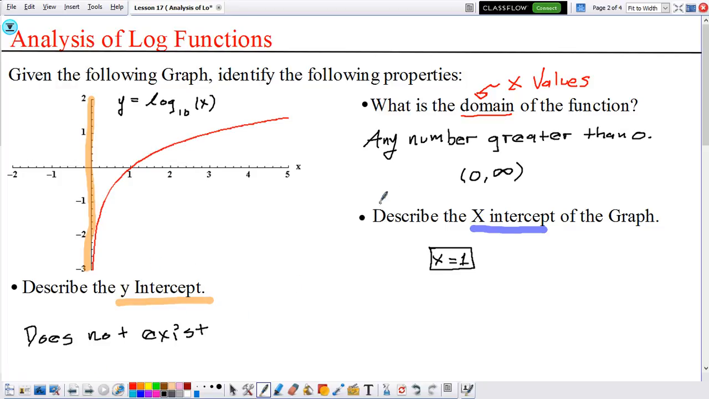So these are three properties here. Domain is x value. The x-intercept is where it touches the x-axis, which we found to be 1. And for the log, it never reaches the y-axis, so it doesn't have a y-intercept.